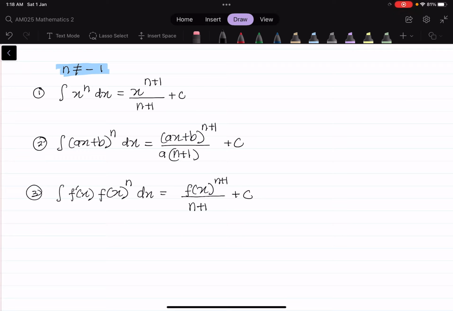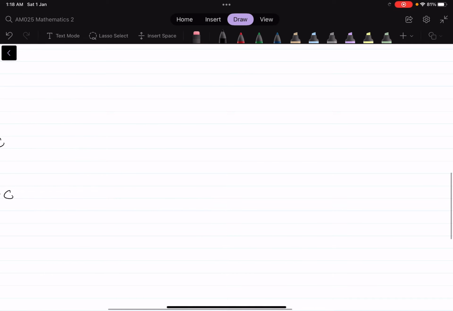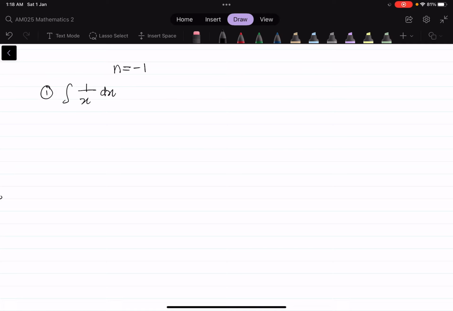So what if the power is equal to -1? If we have 1 over x, it is in the form of x to the power of -1. So if we integrate x to the power of -1 with respect to x, we're going to get ln x.